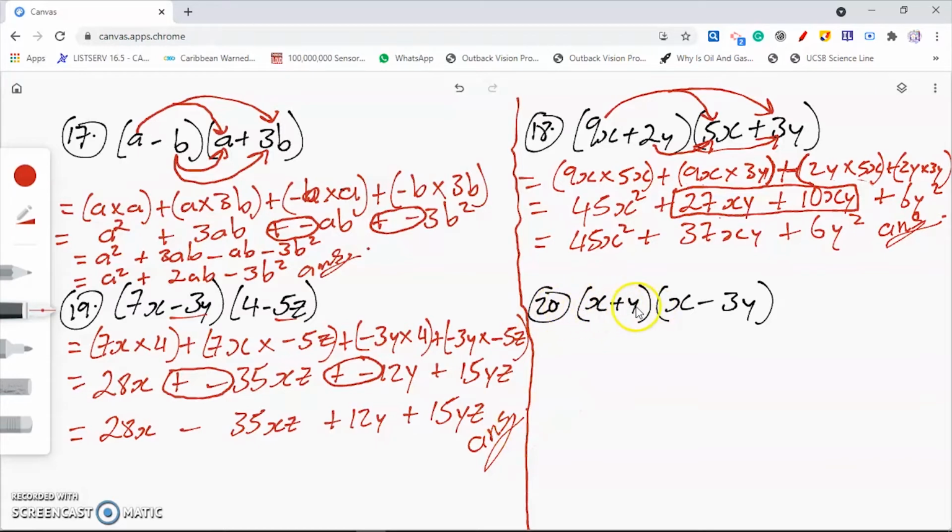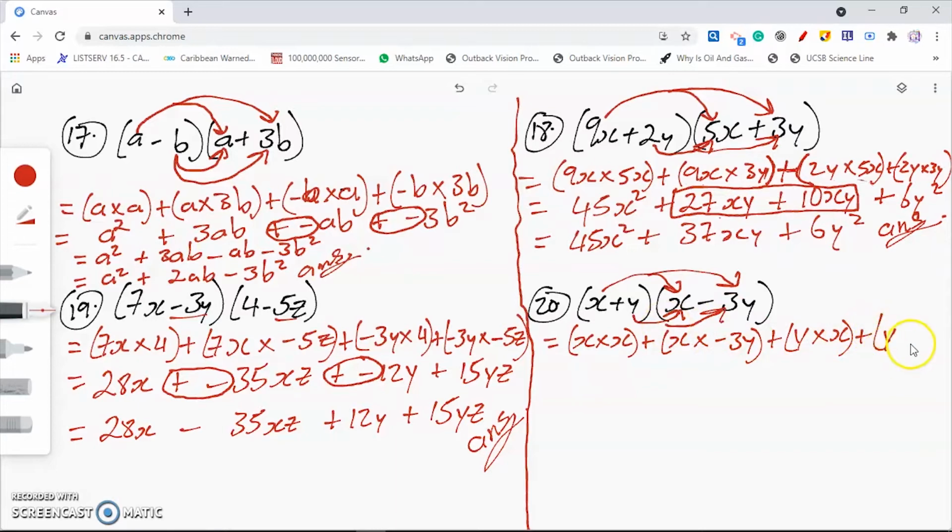We have x plus y times x minus 3y. So we say x times x, so that's equal to x times x plus the same x times negative 3y. So x times negative 3y, plus y times x, plus the same y times negative 3y. So that's y times negative 3y.